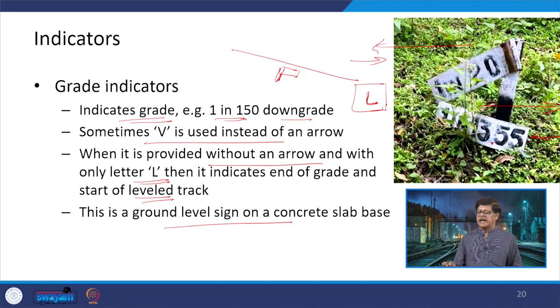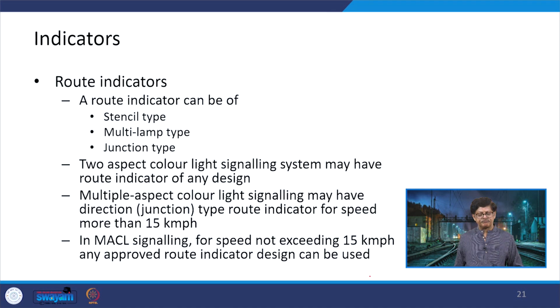There is an angle iron on which the two sheets have been welded. Then route indicators. A route indicator can be of stencil type, multi-lamp type or a junction type. Now, what are the utilities of these? We will talk about it. Now, two aspect color light signaling system may have route indicators of any design.